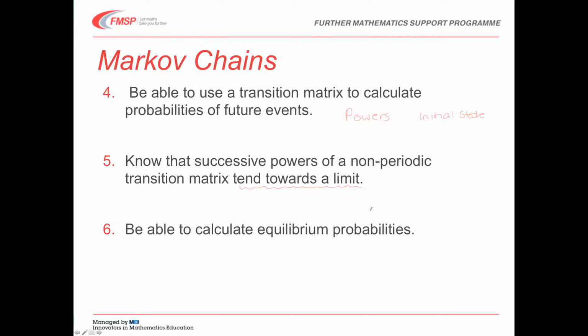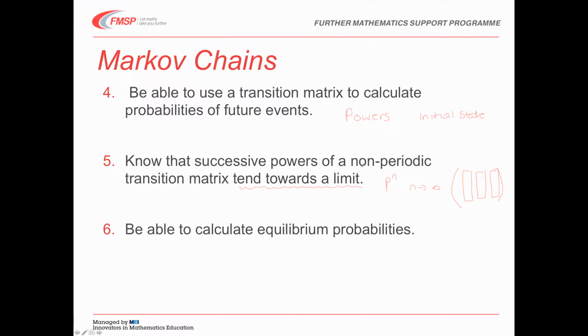So you get this equilibrium matrix with high powers. So we're looking at p to the n as n tends to infinity, or high powers. And generally what we'll get is a matrix where all the columns are the same. And that will give us the equilibrium probabilities.